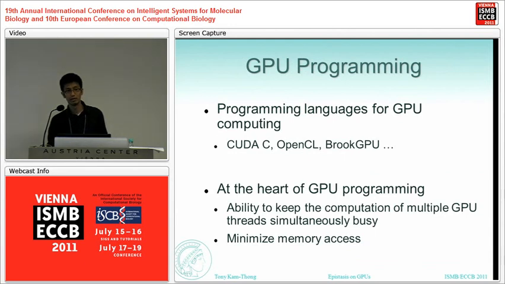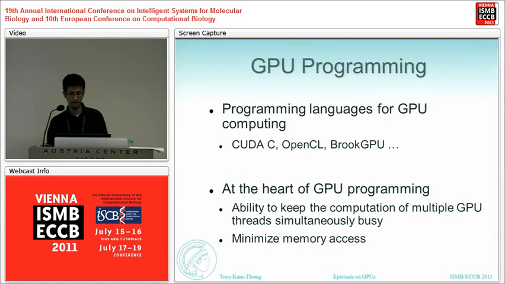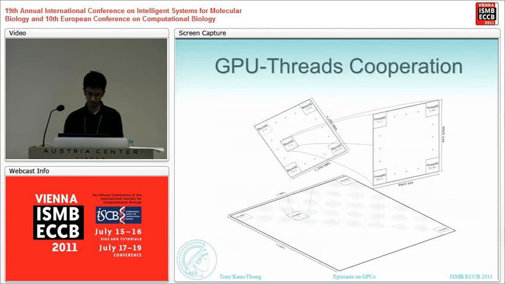In terms of programming language, there are many of them. These are just a few of the most popular ones. And at the heart of GPU programming is that you want to keep all these GPU threads simultaneously busy. And you also want to minimize memory access, because the memory latency to communicate between the host and the device is very, very sluggish.